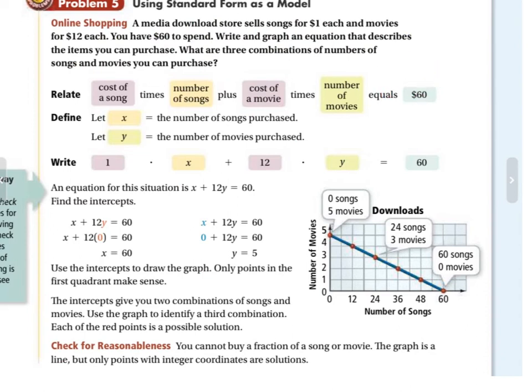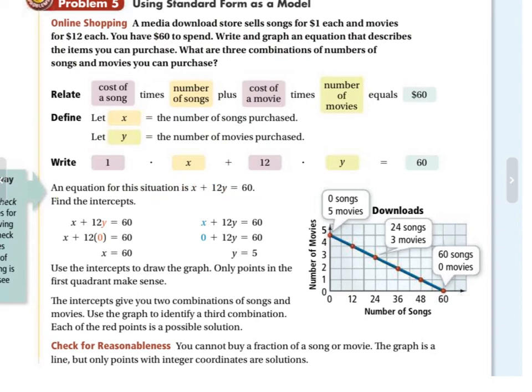Now you can spend less than or equal to, but we're not worried about that today. You definitely can't spend more than what you have, and apparently this is tax-free land. So again, writing a let statement, that is required in this. x is the number of songs you're going to buy, y is the number of movies you're going to buy. So again, 1 times x plus 12 times y equals your $60. An equation for this situation is x plus 12y equals 60.